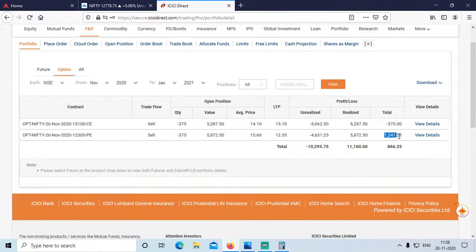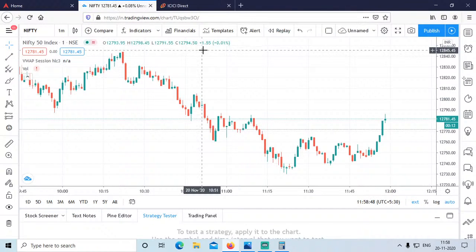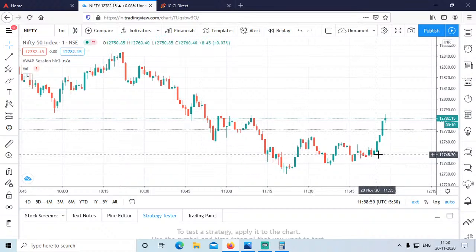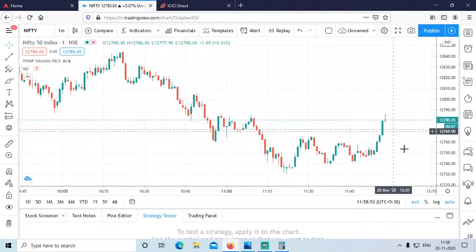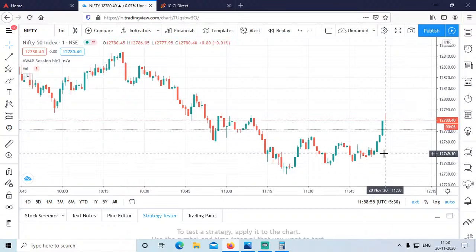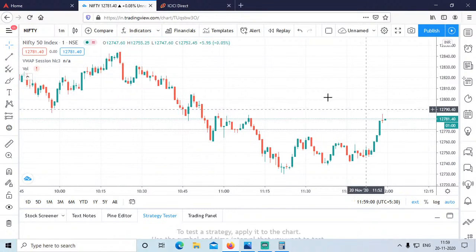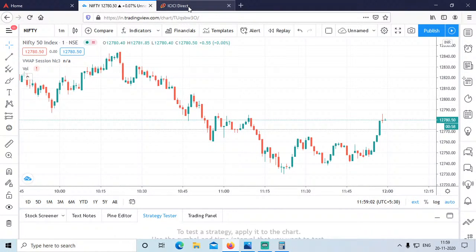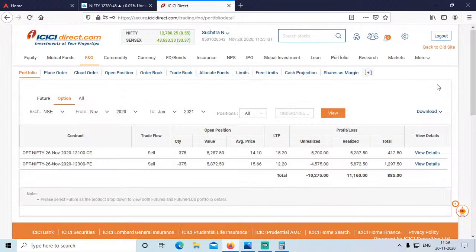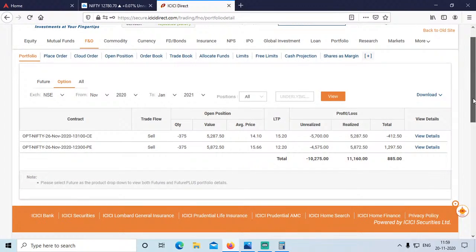Your one leg is giving a profit of 1241, where the other leg is giving a loss of 375, but together it is giving a profit of 866. So I hope now people understand, even if the market moves in one direction by just 30 points, from 12750 to 12780, you are safe, your profit is safe. That is what you should understand by looking at the example.